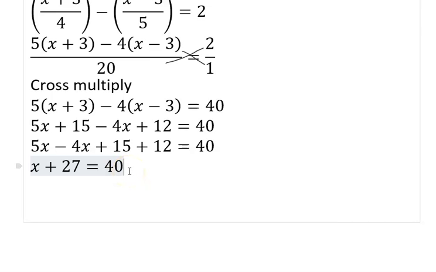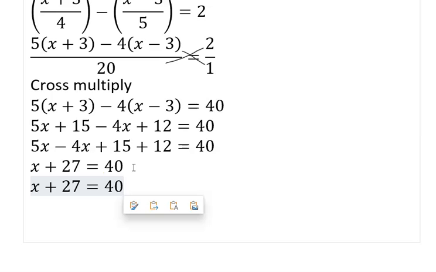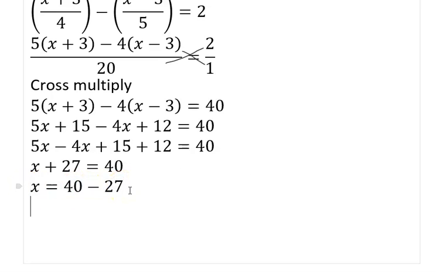So with this, we are almost done. All we need to do is to transfer this 27 out. Crossing the equality sign, the sign will change to minus. So we have 40 minus 27. Awesome. So you see 40 minus 27 is going to give you 13. So that's your answer. Awesome.